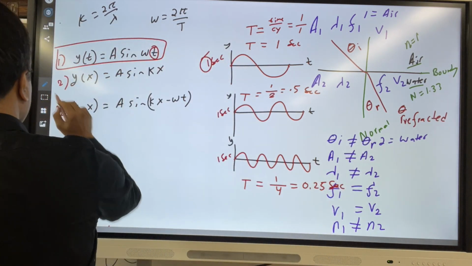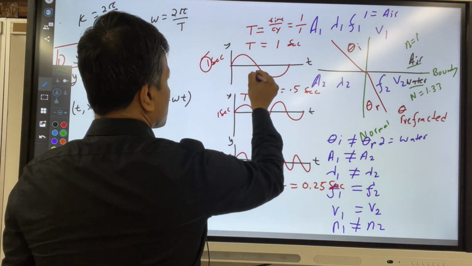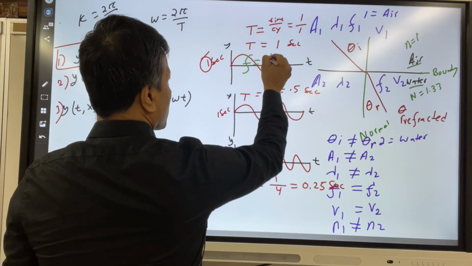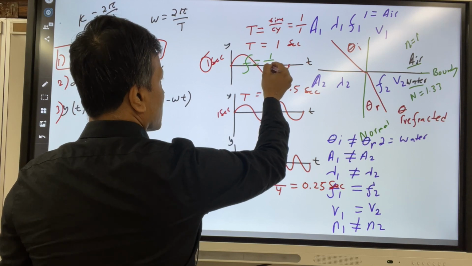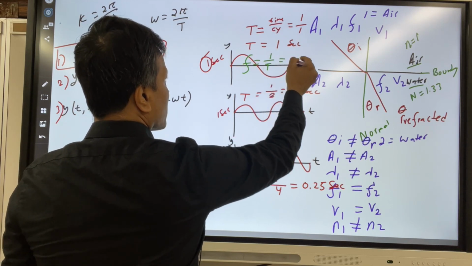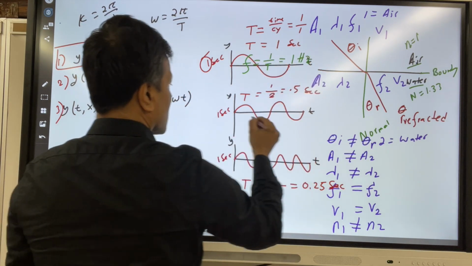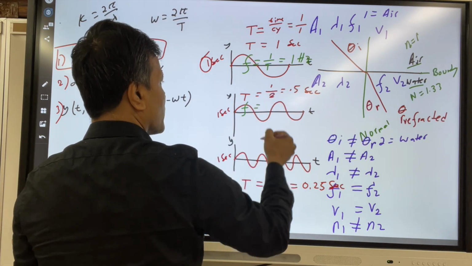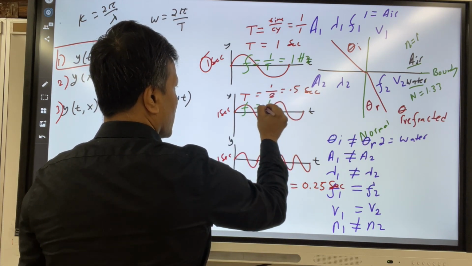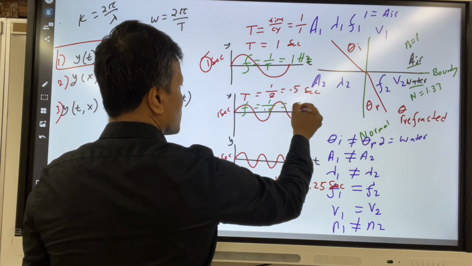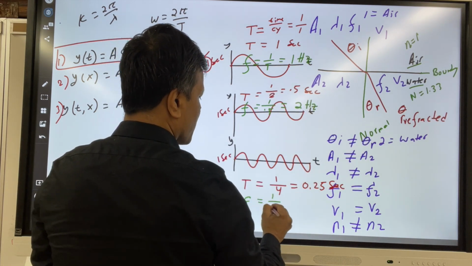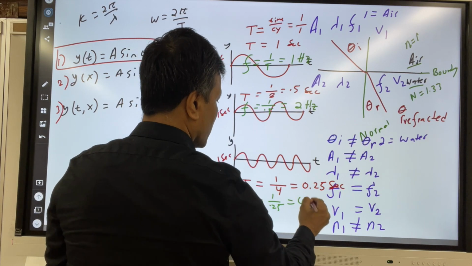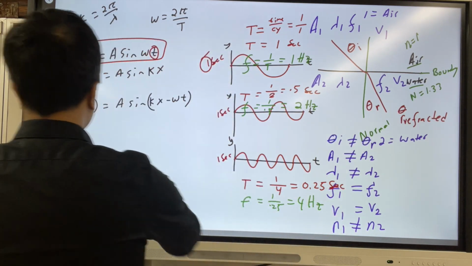Now let's find the frequency, right? Frequency is simply 1 over period. So 1 over 1 is 1 hertz. Frequency is 1 over period. So 1 over 0.5 is equal to 2 hertz. And frequency is 1 over 0.25, which is equal to 4 hertz, right? Good.